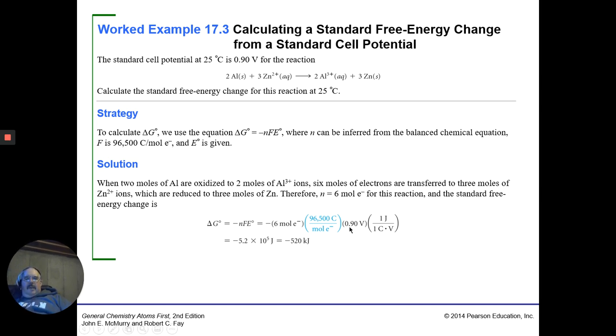And we fill in the information here. This is a conversion factor for converting volts to joules. Okay, so this is negative 5.2 times 10 to the 5th joules, or negative 520 kilojoules. Okay, so that indicates a spontaneous reaction. When delta G is negative, the reaction is spontaneous. But when E is positive, then it's a spontaneous reaction.